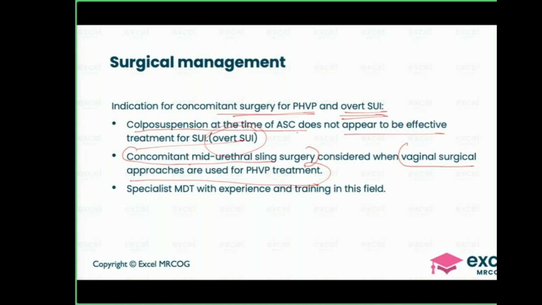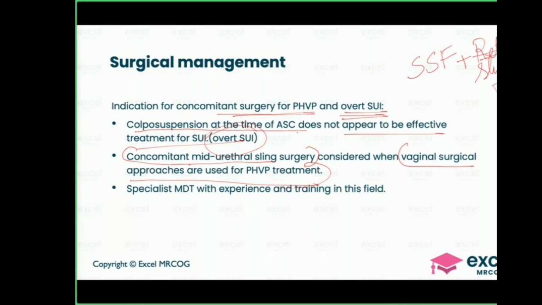Most of the prolapse that you treat vaginally usually, unless it is just a vault prolapse, which is treated abdominally by sacrocolpopexy. But if you're treating a vault prolapse vaginally, say you're doing a sacrospinous fixation, and she has overt SUI, what you can do is vaginal correction of the vault. So you can do an SSF plus a retropubic or sling surgery for SUI, because both of these are done vaginally.